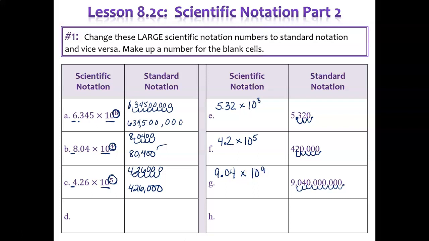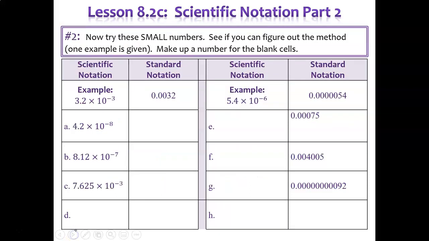So these were all really, really big numbers. Let's talk about some really small numbers. When they're small numbers or decimals, you'll see that they have a negative exponent. So let's change 4 and 2 tenths times 10 to the negative 8th power to standard notation. We see that this is a negative exponent, so we know that it is going to be a decimal. Okay, so we're going to move this over here.